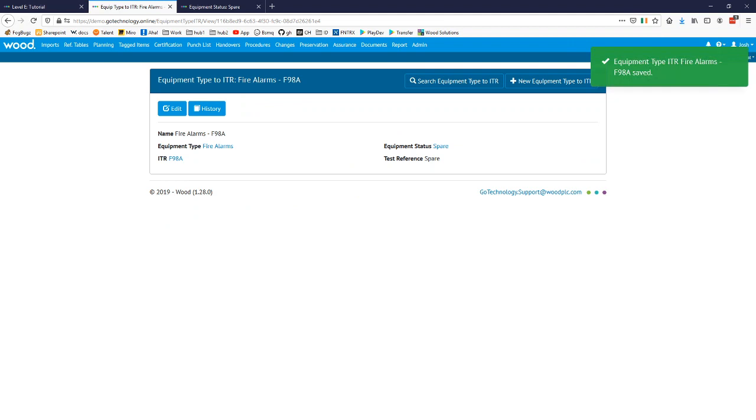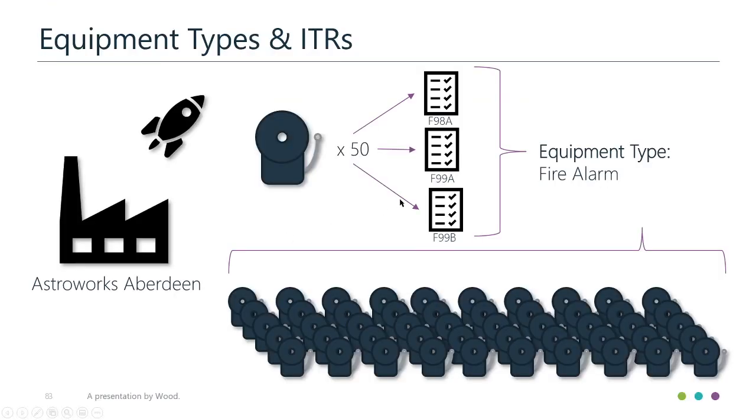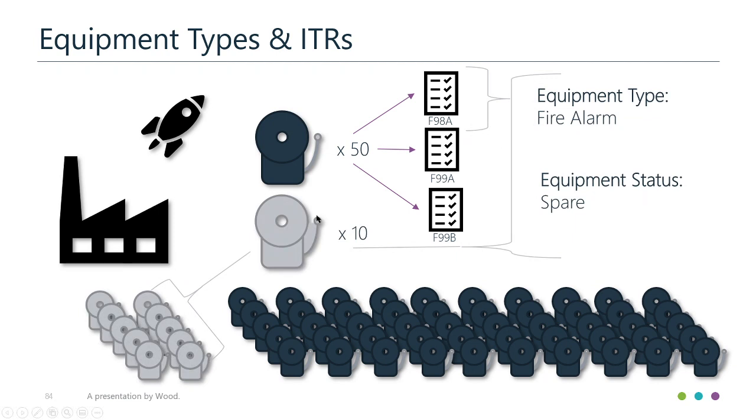If we explain that a little bit more, let me just go back to the PowerPoint presentation. So this is the situation we were in before. We said for everything which is equipment type fire alarm, we want these three ITRs to be allocated. However, aside from having these 50 fire alarms which are in use, we also have 10 spares which are just there to sit there. Now for the spares, we only need the 98A, okay? So that is where the equipment status comes in.